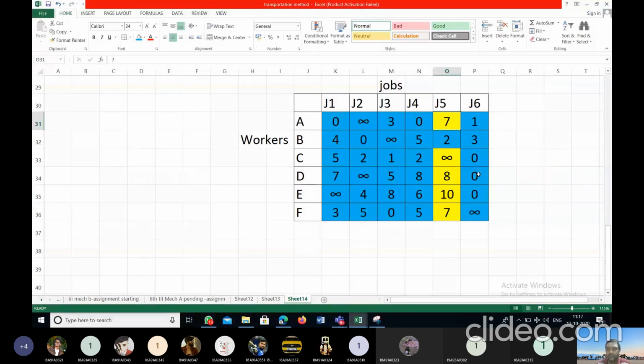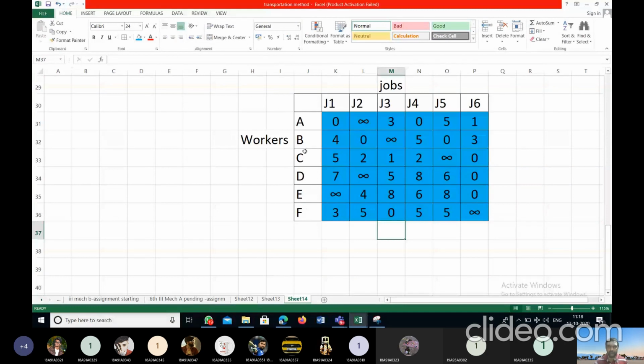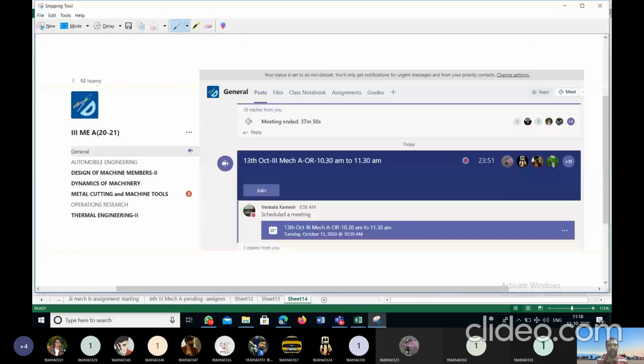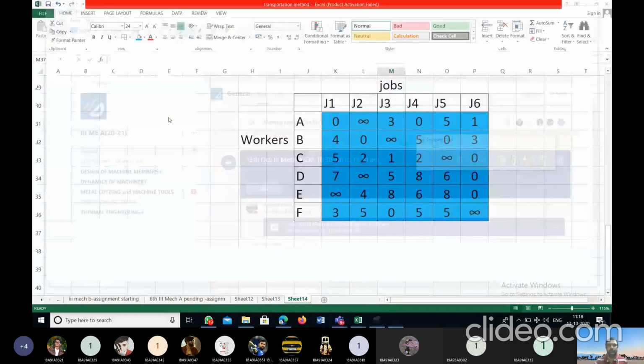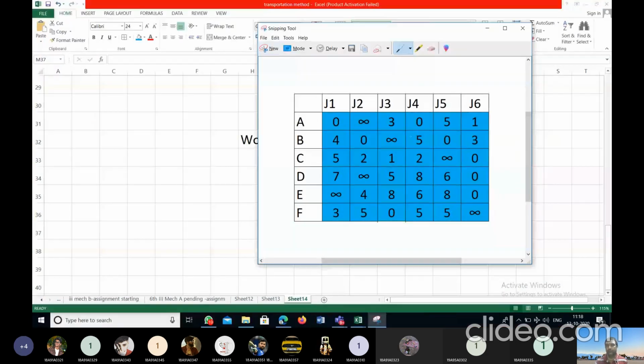Right, now for the fifth column, 2 is the list. So starting with your 7 minus 2, 2 minus 2, infinity minus 2, 8 minus 2, 10 minus 2 and 7 minus 2. So the fifth column is updated. So this is the resulting situation after column operations. Now in this I need to try for assignments. So, okay, I will take this small portion to our Paint 3D.